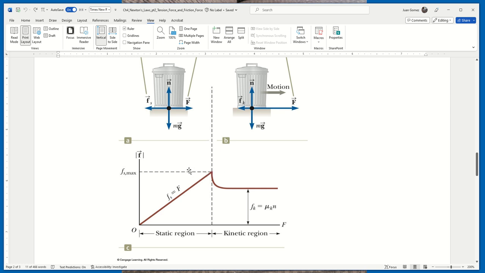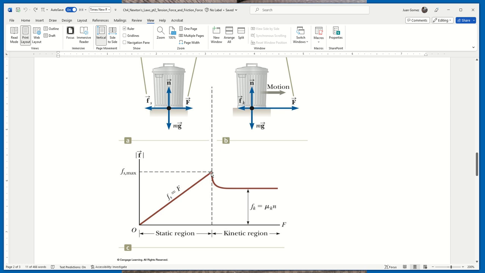Right here, when the applied force now equals the maximum friction force, large F is now equal to the maximum static friction force. Now the bucket begins to move. So that's why this is the static region in A, and then now it's the kinetic region.